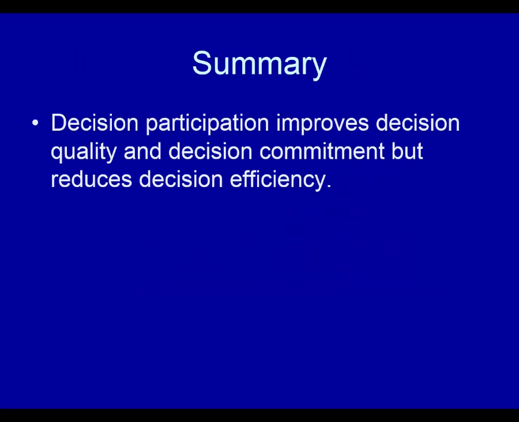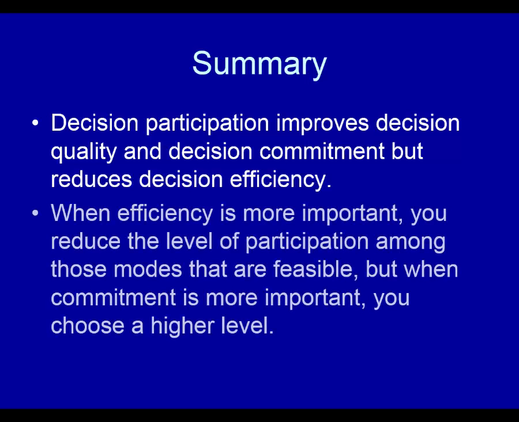So let's summarize. Decision participation improves decision quality and decision commitment, but reduces decision efficiency. So the more participation you use, the more you'll get a quality decision, and the more you will get decision commitment. But efficiency is reduced. So you have to look at which of these are relatively more or less important as you think about what level of decision responsibility to use. When efficiency is more important, you reduce the level of participation among these three modes. But when commitment is more important, you choose a higher level.